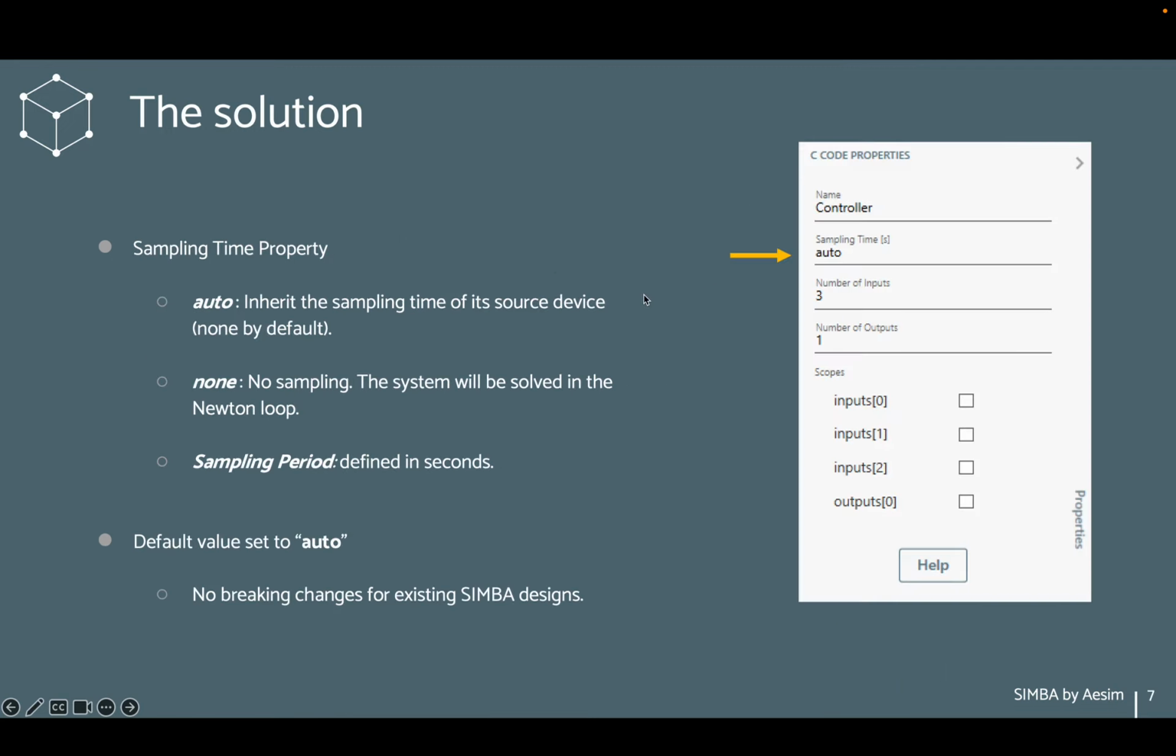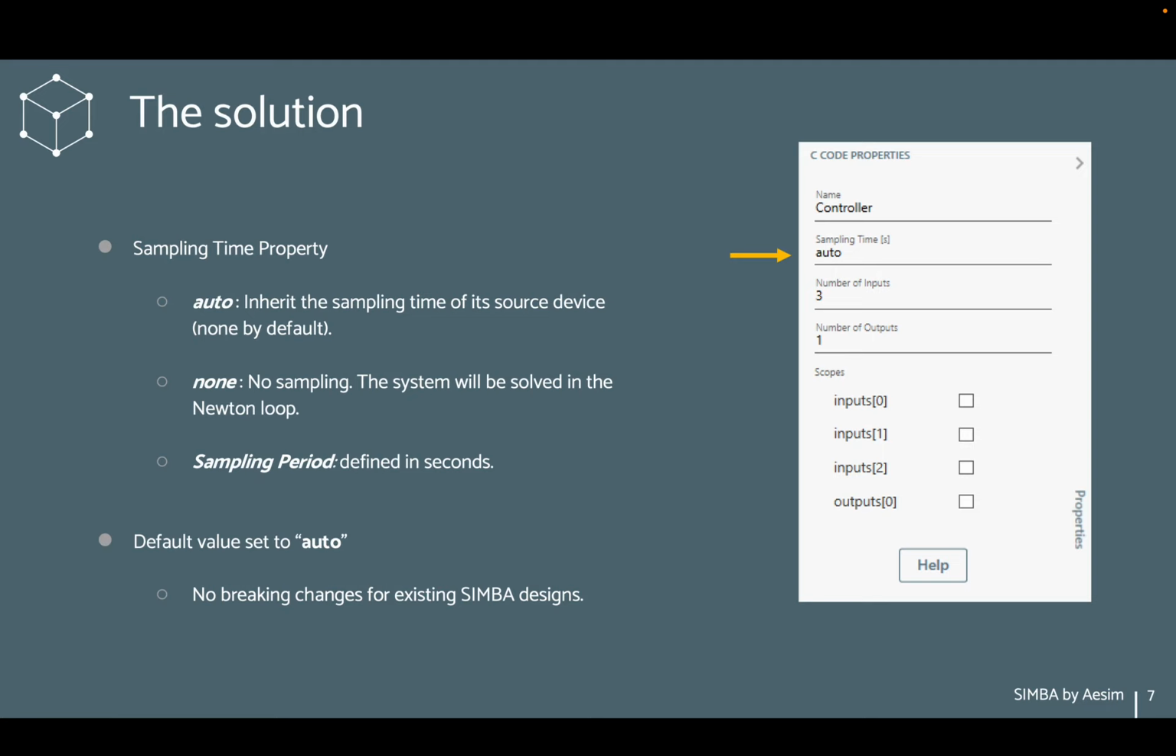So this sampling time property can have 3 different values. The first one is auto. Auto is the default value, and what it means is very simple. That means that it will inherit the sampling time of its source device. And if there is no source device with a sampling time, then it will be synchronized with the predictive time step solver. If we set it to none, that means that there will be no sampling event and we will be synchronized with the predictive time step solver. And finally, you can also, as we just did, define a sampling period that is defined in seconds.